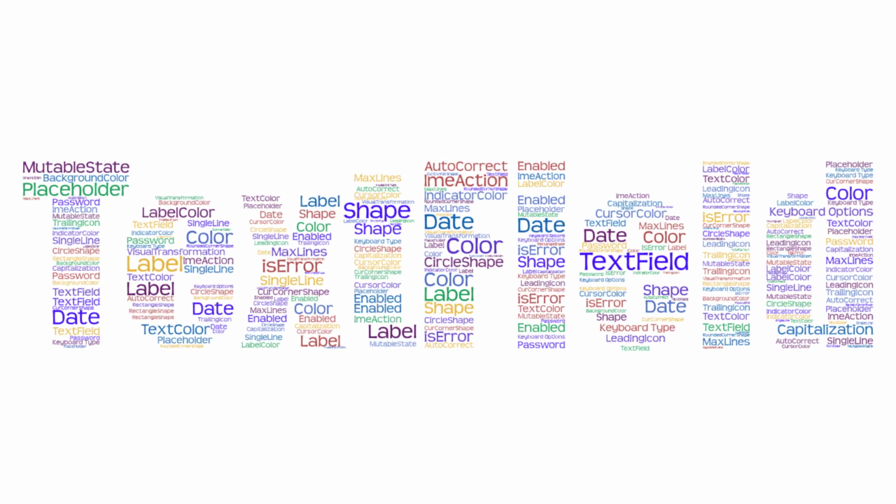So guys, in this video we have learned lots of things about text fields, like using text field with mutable state, label, placeholder, keyboard options like capitalization, autocorrect, keyboard type, IME action along with keyboard action, colors like text color, background color, cursor color, label color, etc. Then shapes like circle shape, rounded corner shape, rectangle shape, cut corner shape. Then max lines, single line, is error, enabled, read only, visual transformations like for password, date, and at last the leading icon and trailing icon.